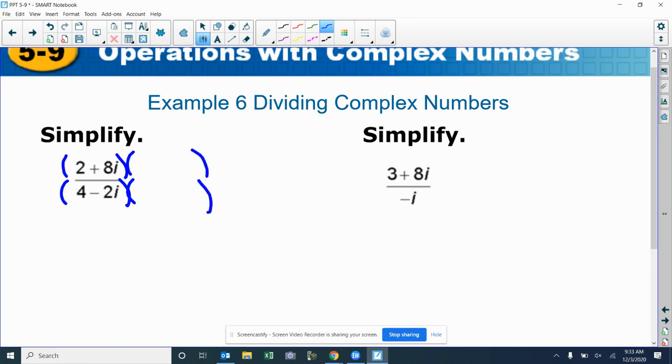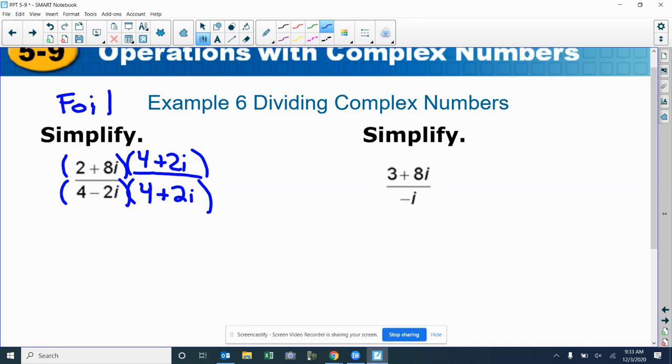Because I'm going to need to figure out the complex conjugate. Is the real part first in the denominator? Yes, 4 minus 2i. So its complex conjugate is going to be what? 4 plus 2i. Now we have some foiling to do.